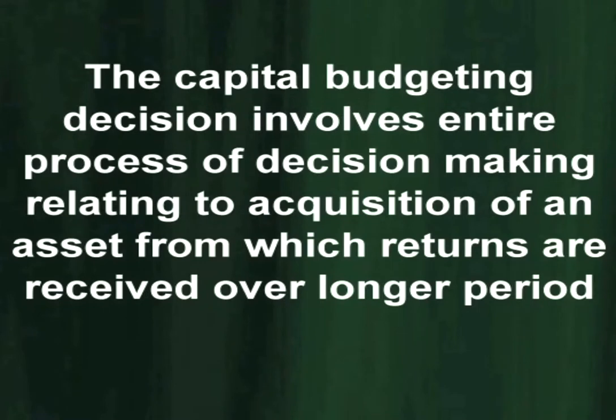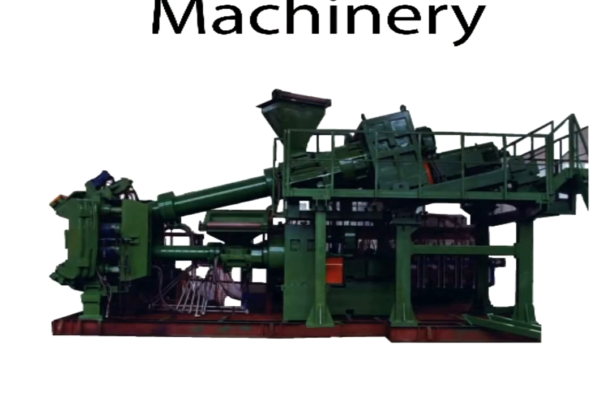The capital budgeting decision involves the entire process of decision making relating to acquisition of an asset from which returns are received over a longer period. Examples are to buy a machinery. If I buy a machinery today, I will reap its benefit in a longer period because I will use it in production and my production will continue year after year.